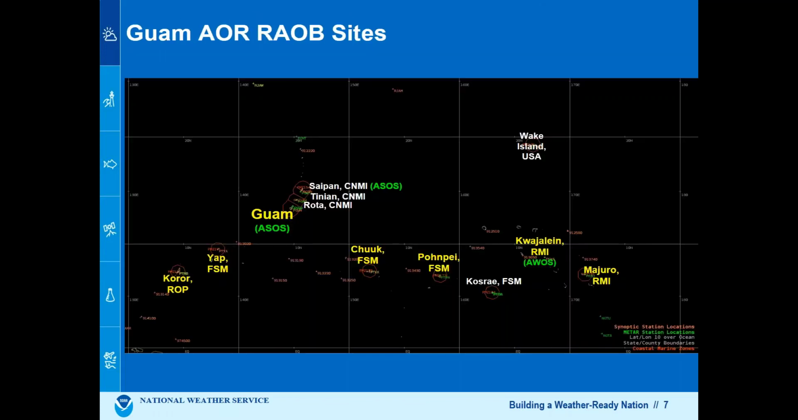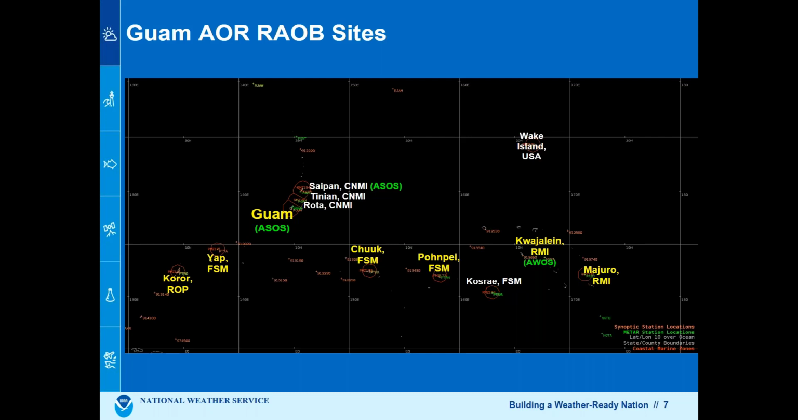But just as we head into our case studies, this is the Guam area of responsibility. So all those yellow labels, keep in mind, this region is about the size of the continental US. So it's practically all Pacific Ocean and just a lot of small islands with very limited data. The yellow labels indicate upper air soundings, and the green, Saipan, Guam, and Kwajalein, is where we have some form of automated surface observations. We have other surface observations throughout the region, but not very many.